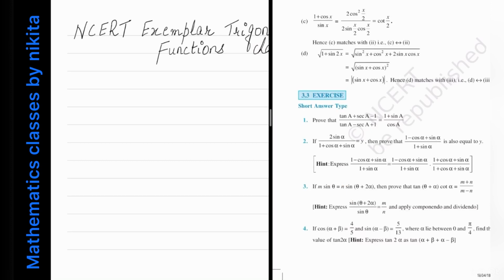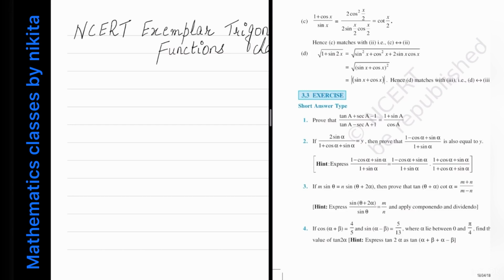So today I am starting with your chapter 3 exemplar, that is the trigonometric functions. Many of you requested to give the solutions of this first, so I am giving you the solutions of chapter 3 now. On the right hand side you can see that I have opened the NCERT exemplar, and on the left hand side I will be giving you the solutions. Okay, so let's start now.